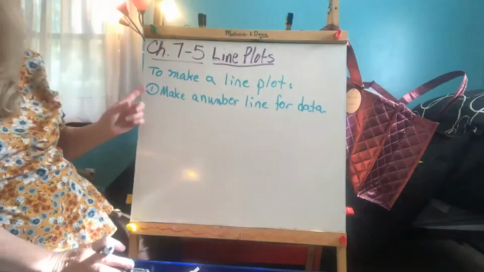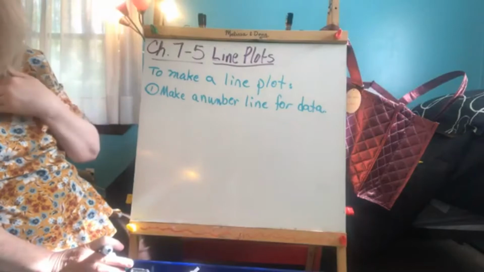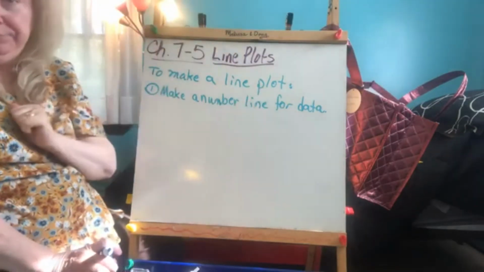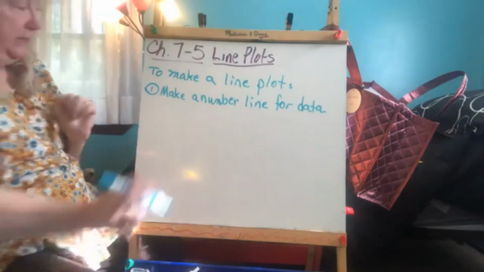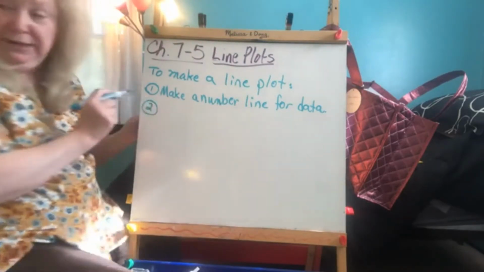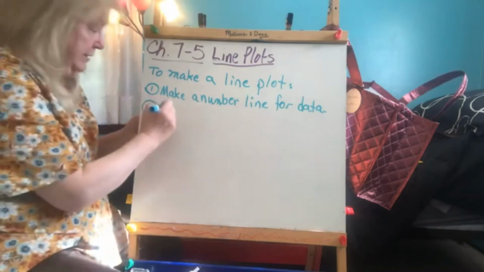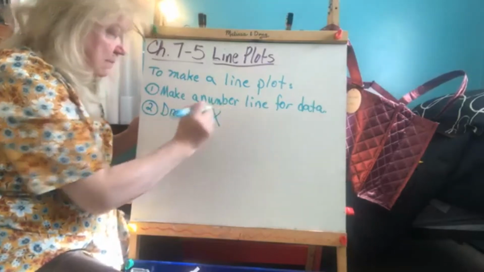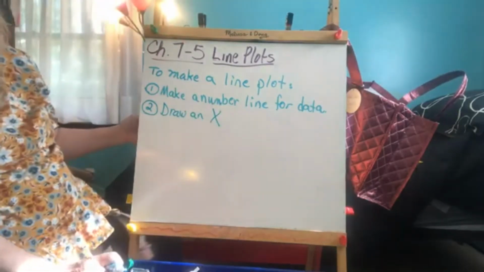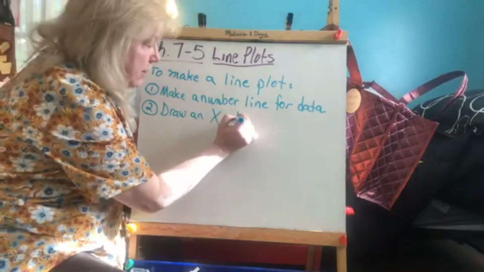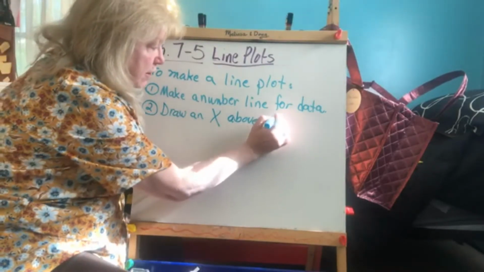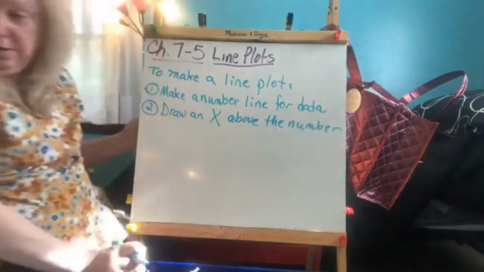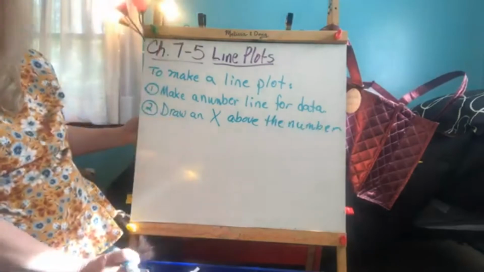So that's the first thing you do, you make a number line for the data. In this case, it's going to be from 6 to 12 on our number line, okay? The second step is to draw an X, and I'm going to make it big so that you know. Draw an X above the number for each student of that age.